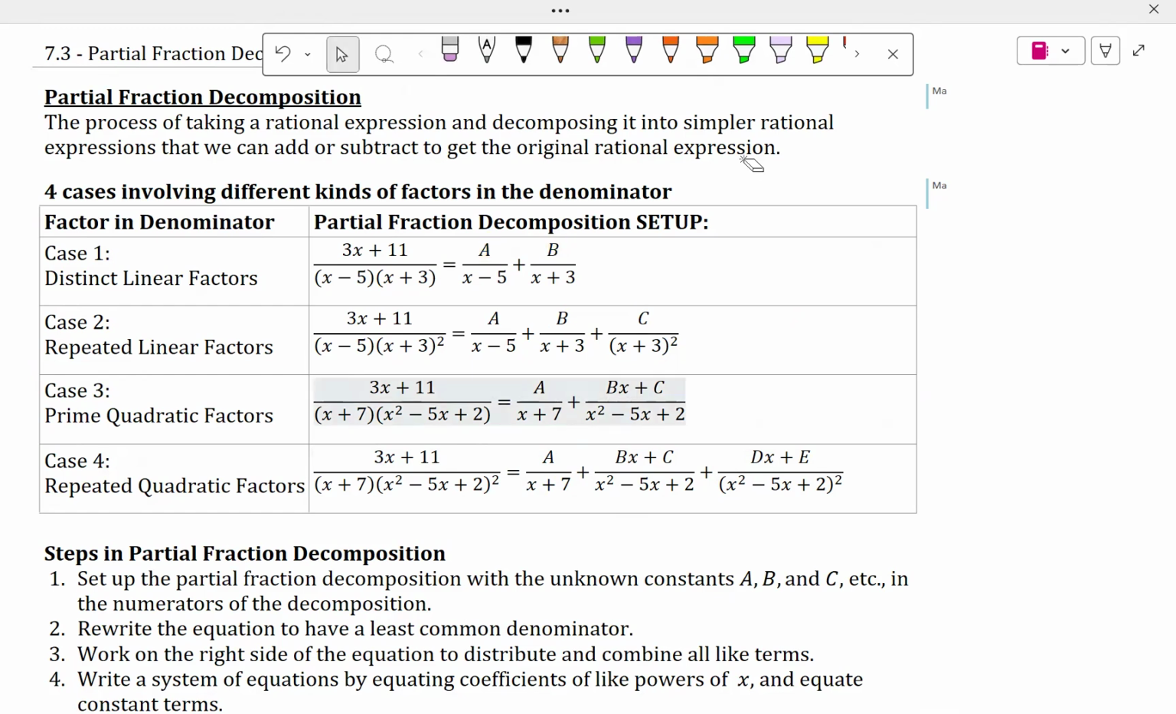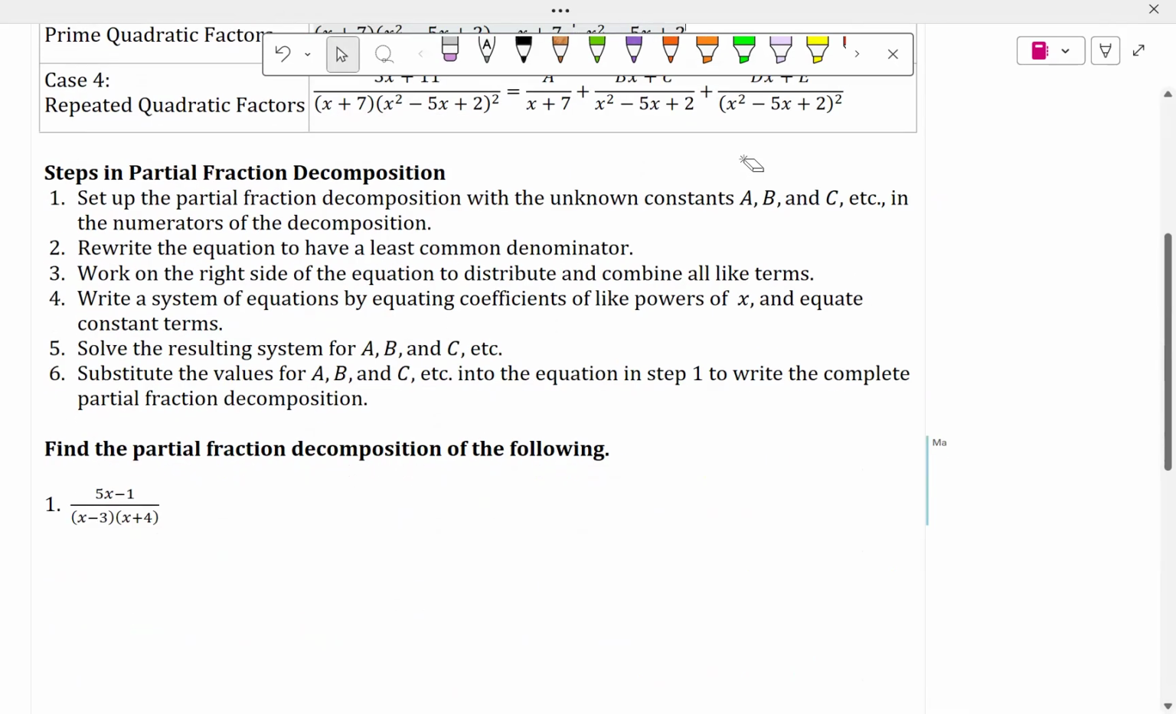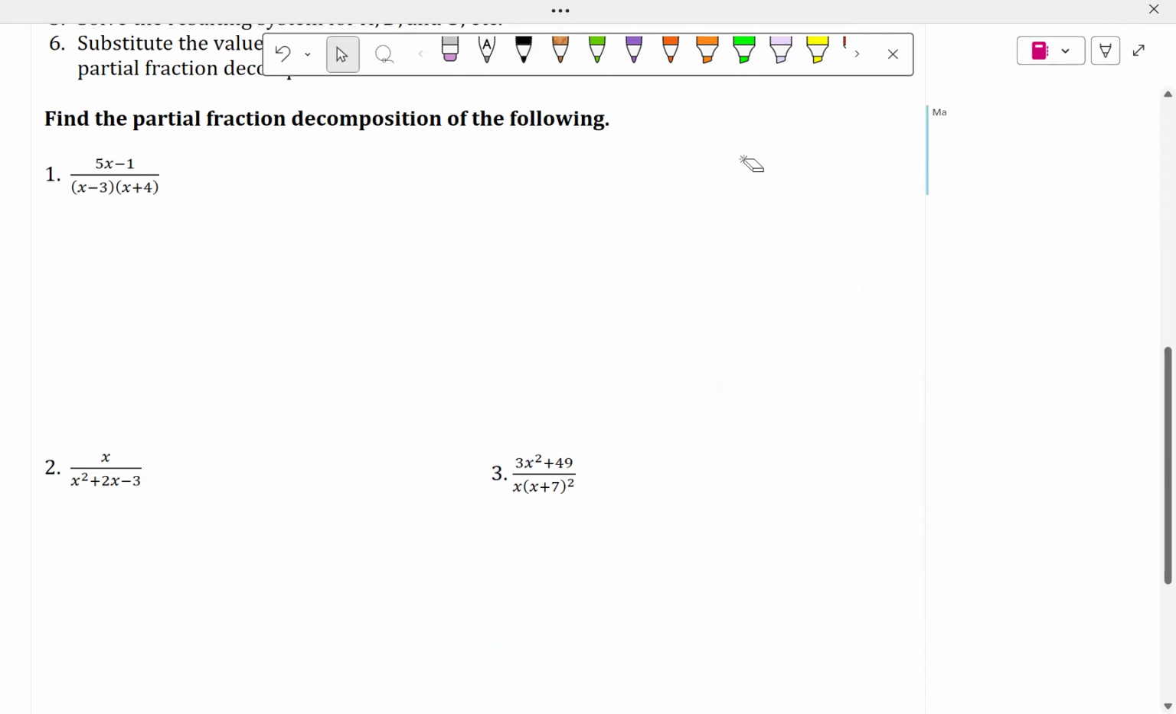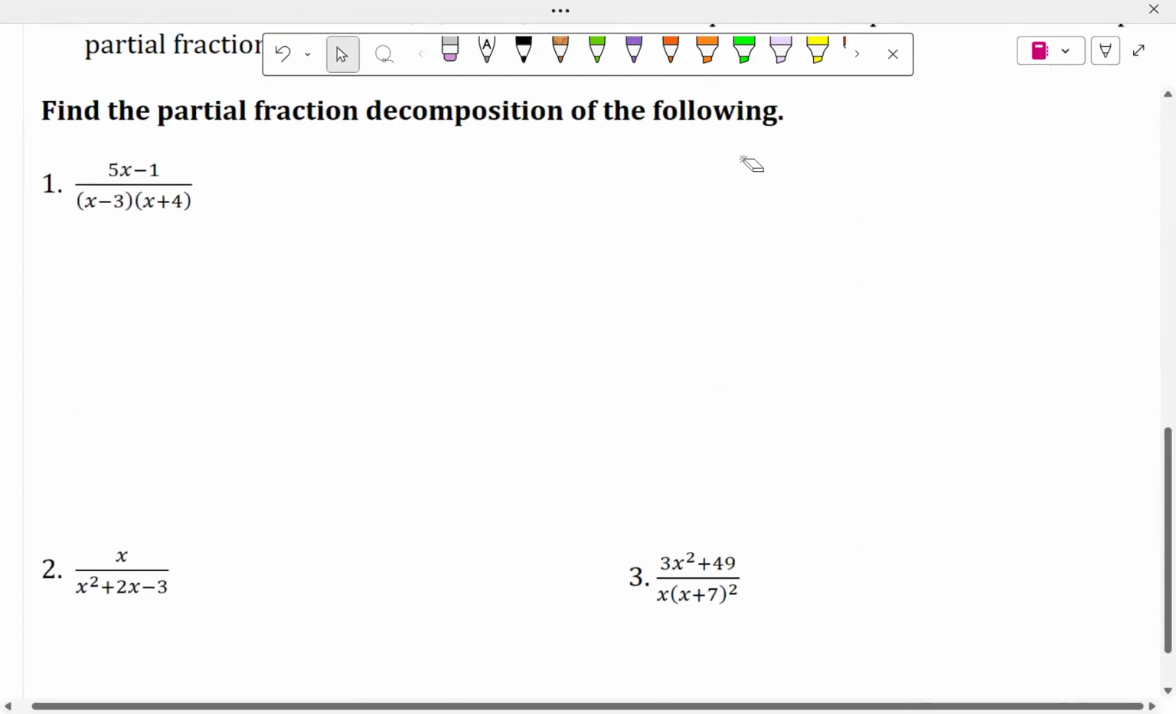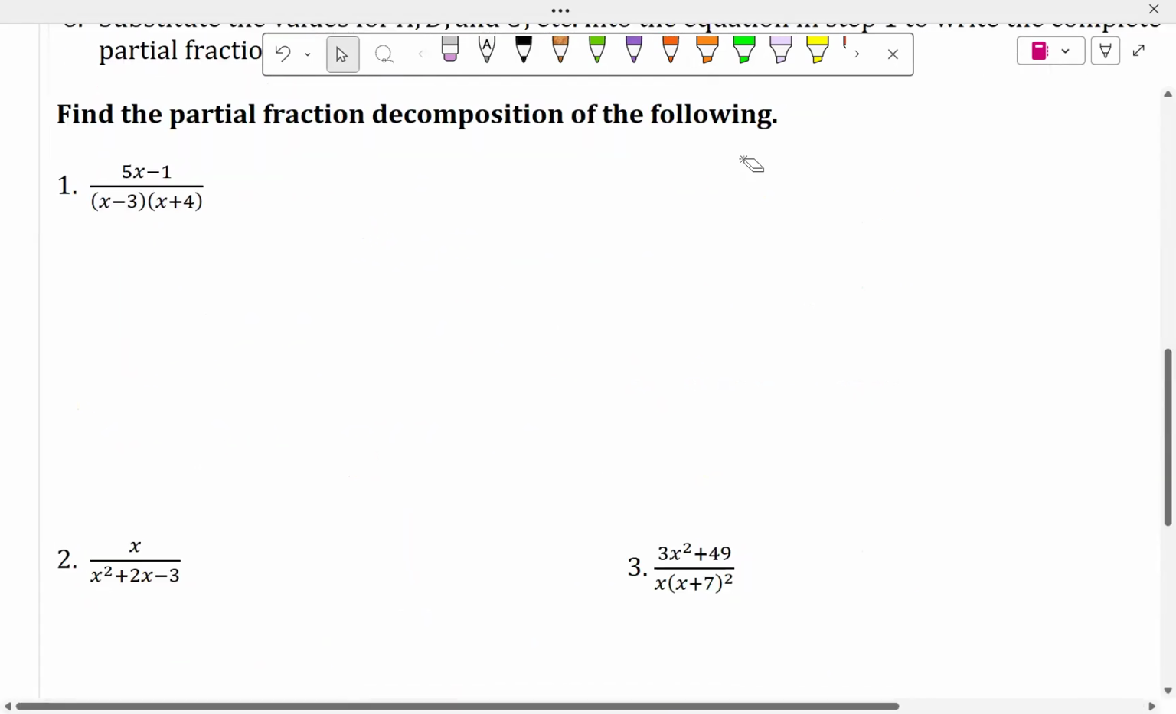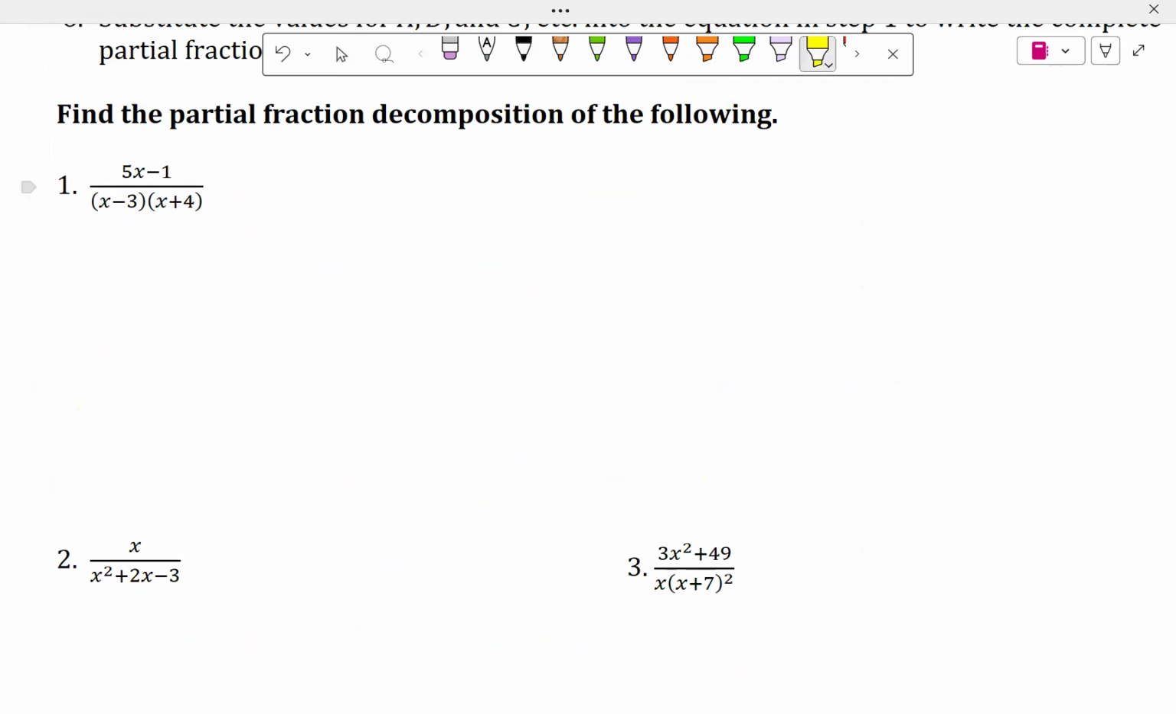There are steps here that you can read through. If you'd like to go back and read through these steps, I'll actually talk about them as we go through the process for the first couple of examples. Step 1, I need to set up the partial fraction decomposition with unknown constants A, B, and C. I see that my denominator here has 2 distinct linear factors. There's an x to the first power, x to the first power, that makes them linear factors. So I'm going to write 2 separate fractions for these to separate out those 2 denominators that I have.